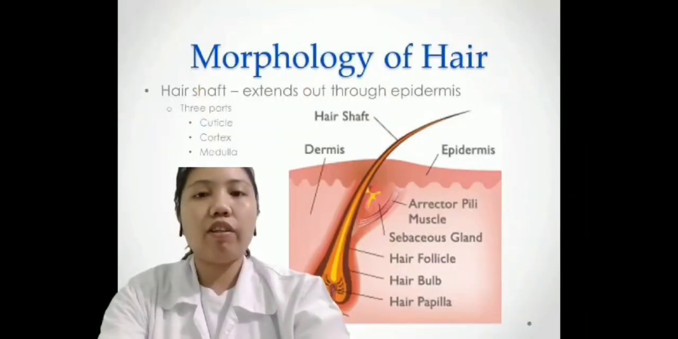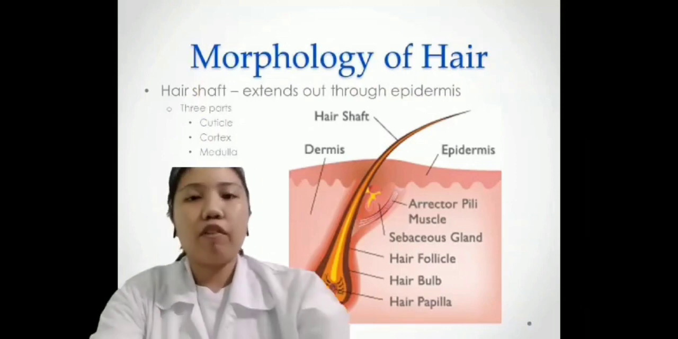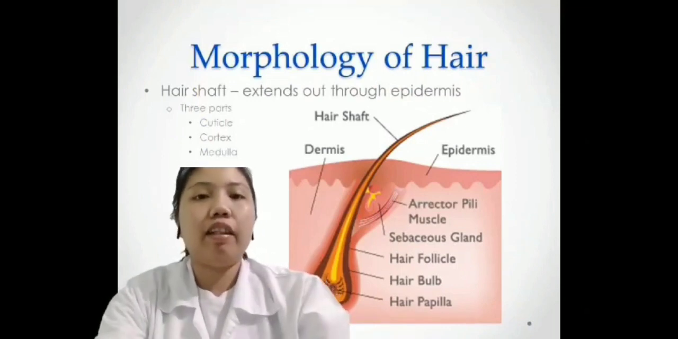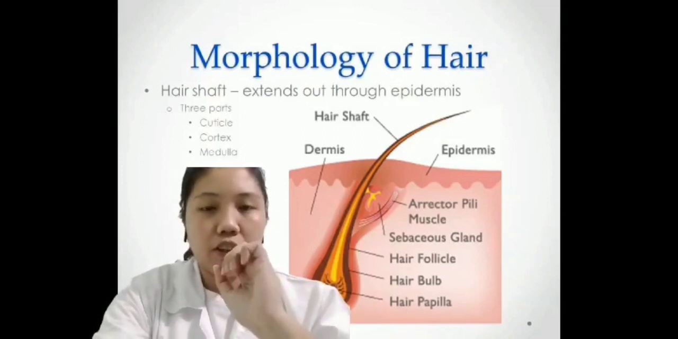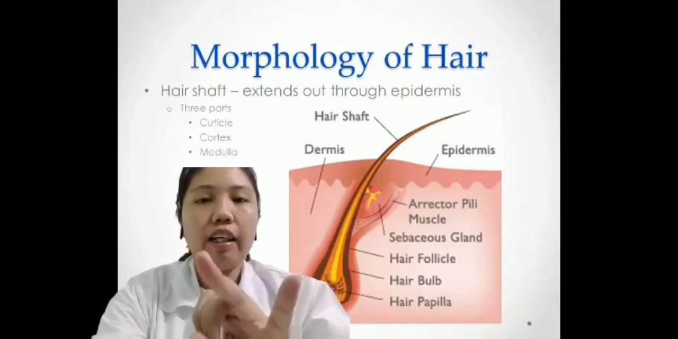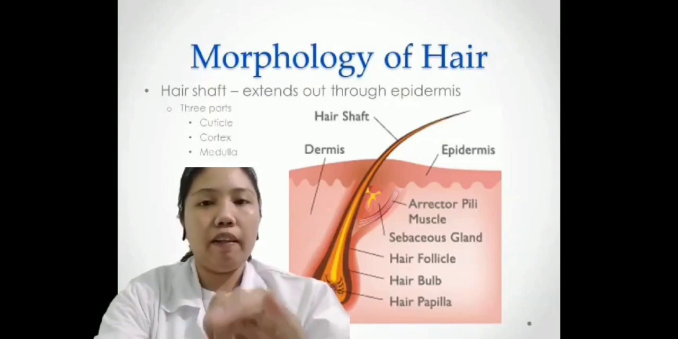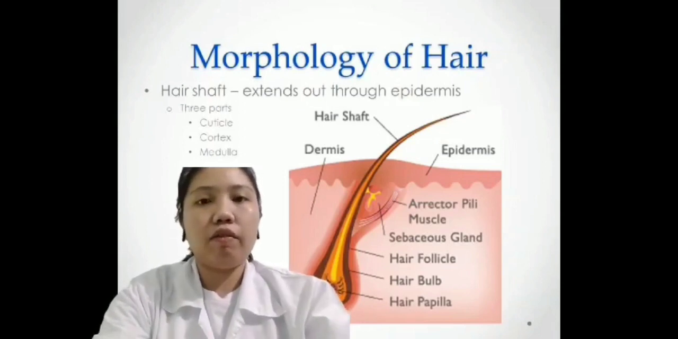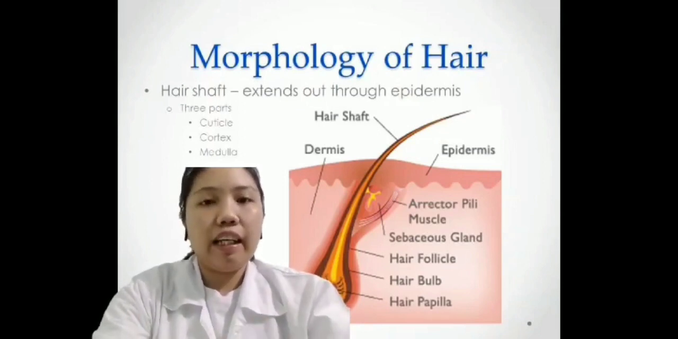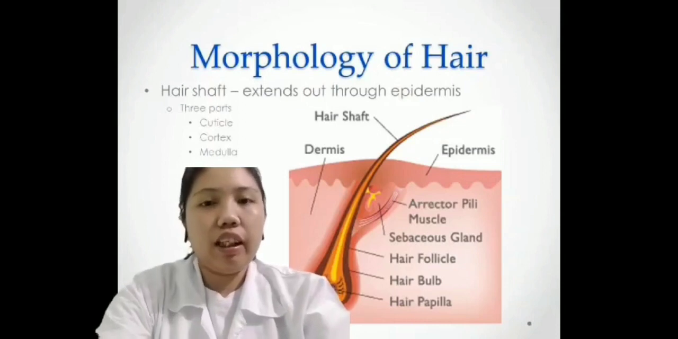So now we are going to proceed to the morphology of hair. Let's discuss the parts of the hair. We have three parts, which are the root, shaft, and the tip. The root is the part of the hair which lies under the surface of the skin.